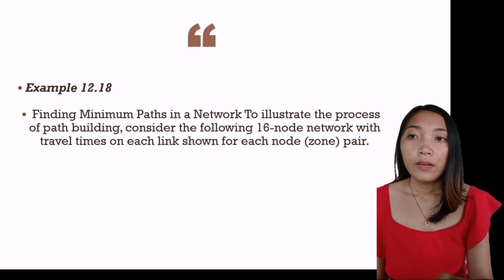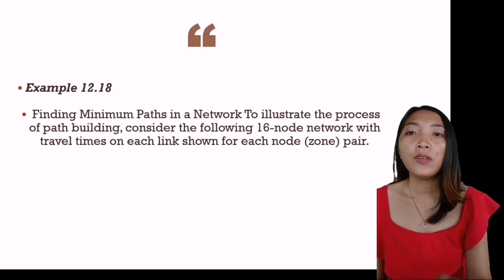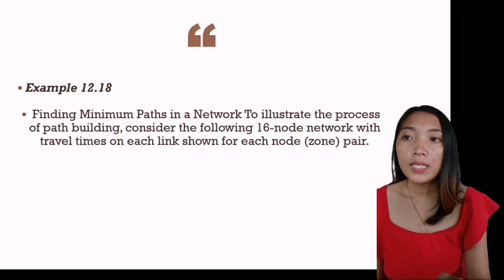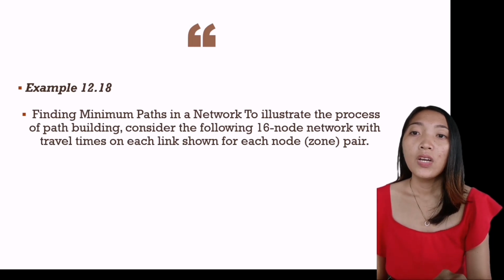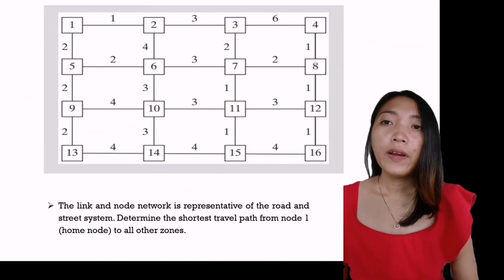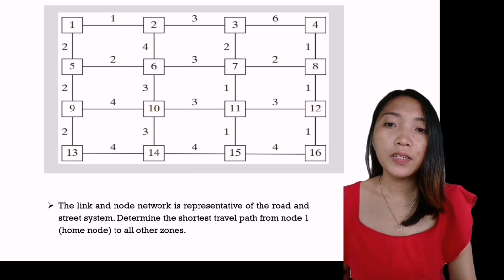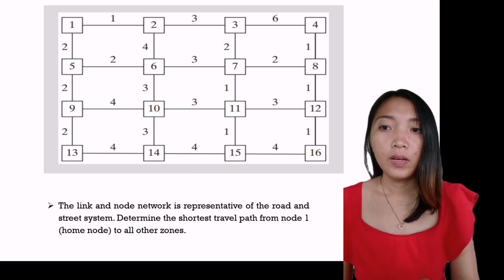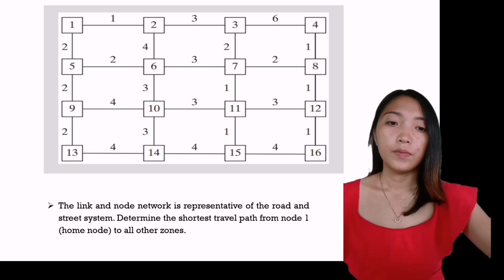Okay, example 12.8. Finding the minimum path in a network. To illustrate the process of path building, consider the following 16-node network with travel times on each link shown for each node or zone pair. Referring to the illustration above, the links on the node network are representative of the road and street system. So determine the shortest travel path from node 1 or home node to all other zones.